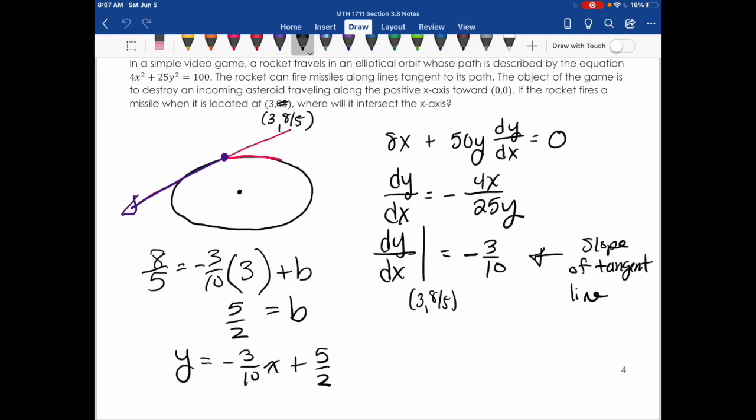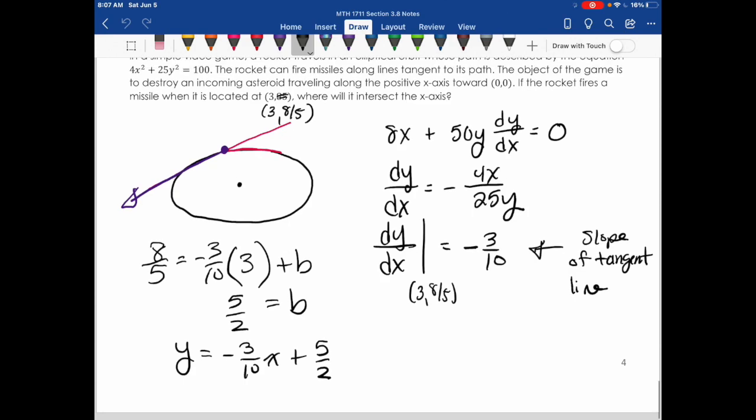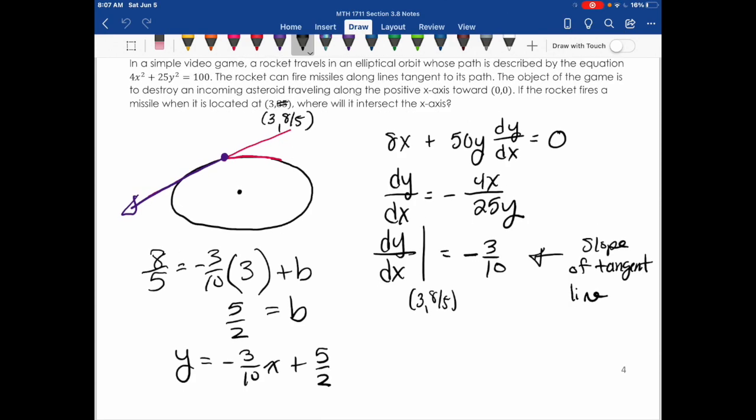So if I want to determine where the line intersects the x-axis, I have to plug in y is 0, because on the x-axis the value of y is 0, and solve for x. So I'm going to put in 0 for y and solve this for x. And when I solve that for x, I get that x is 25 over 3. So this means the missile intersects the x-axis at the point 25 over 3, 0. So at x equals 25 over 3, that's when the missile is going to hit the x-axis.